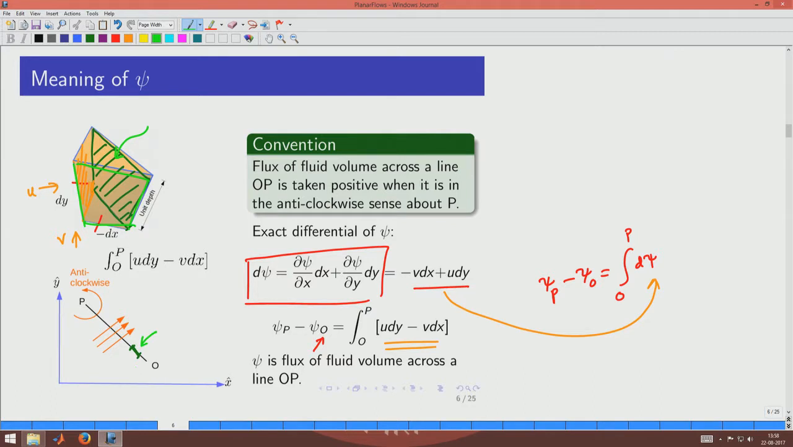And if you forget the z direction for a moment, it means the volume flow across a line segment PO. Okay, so, that is the meaning of psi here. It also means that when you have the psi field plotted as contours, then the distance between the two contours will actually give you the measure of the fluid flow in that particular direction.